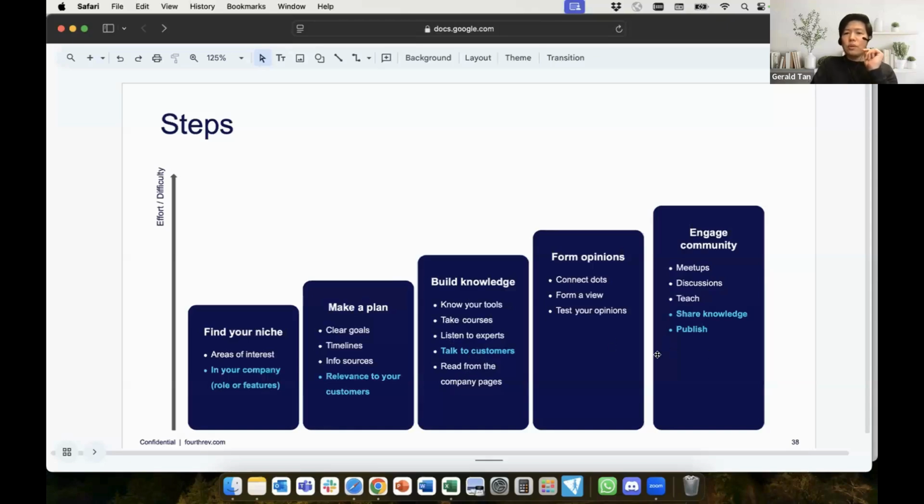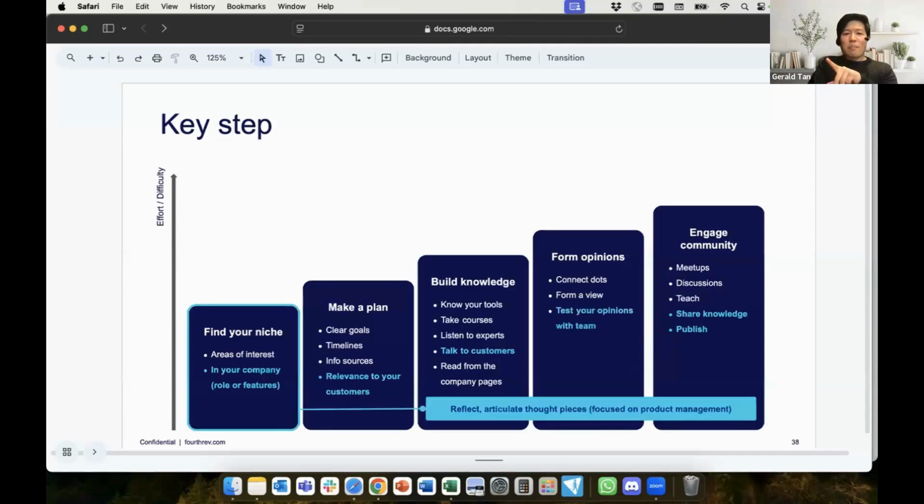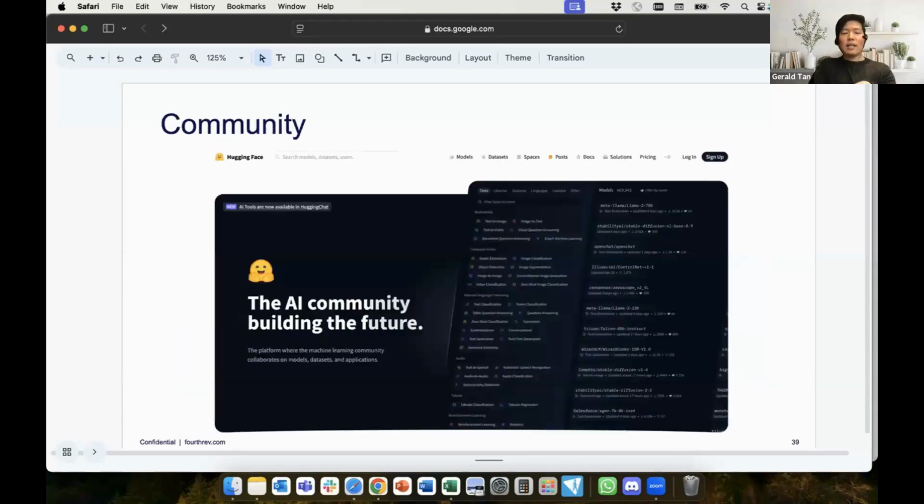But these two are the difficult bits: forming an opinion, and of course, you have to engage with the community. You cannot get away from this. You have to do this too. So what is important is, no matter what you do, always find the time to reflect, compose your thoughts, articulate through thought pieces, okay? And then in terms of the community, I will just give you one. There's a lot, but I only know this one that I can verify.